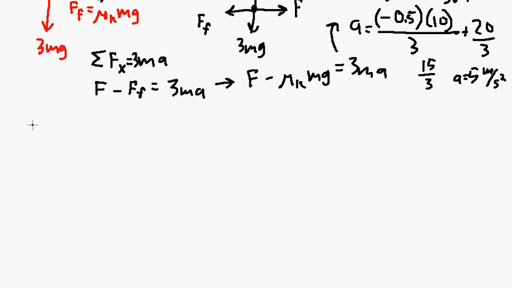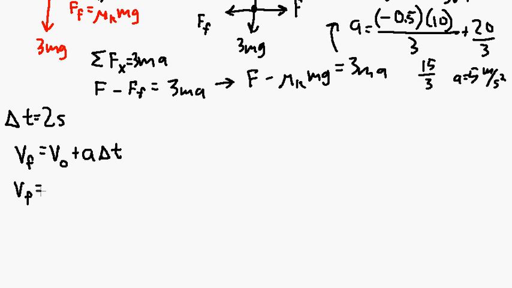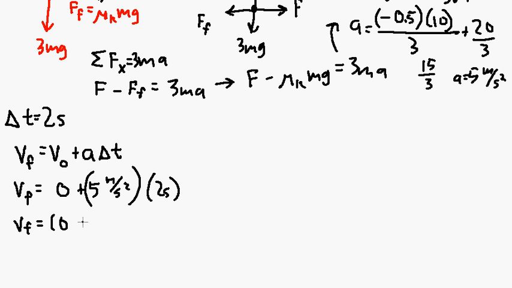Which means, scrolling on down, what are the distance and speed after the 2 seconds? So, let's see, sorry about that. Delta t equals 2 seconds. So v final equals v initial plus a delta t, right? Acceleration was 5, and v initial was 0. So v final is 0 plus 5 meters per second squared times 2 seconds, which means final velocity is 10 meters per second.